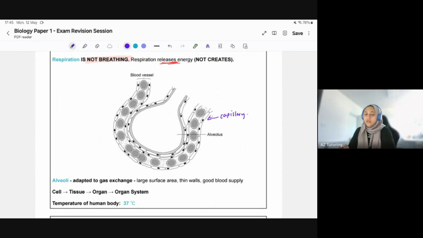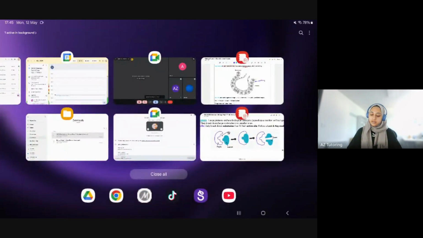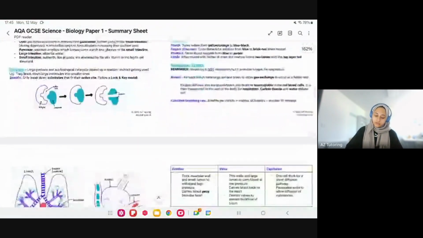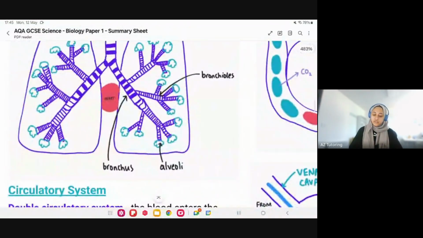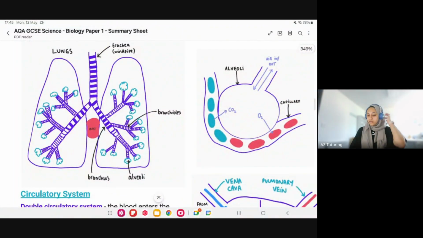Remember the whole purpose of the respiratory system: we breathe in through our mouth and our nose. The oxygen goes down our trachea, which splits off into the bronchi and then the bronchioles. At the end of every bronchiole are the alveoli. Just quickly showing you a diagram of that, to make sure you know that structure as well. And then at the end, we've got the alveoli.